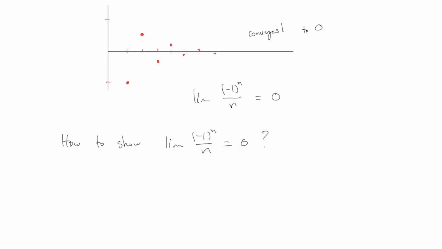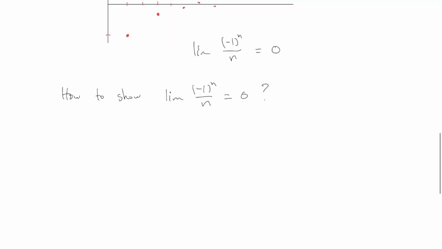You might think of using L'Hopital's rule, but this also will not work. L'Hopital's rule only works when you get something that looks like infinity over infinity. Now this n on the bottom will go to infinity, but this -1 to the n on the top will not go to infinity. So L'Hopital's rule also is not applicable. The -1 to the n is really the thing which is a pain to deal with.